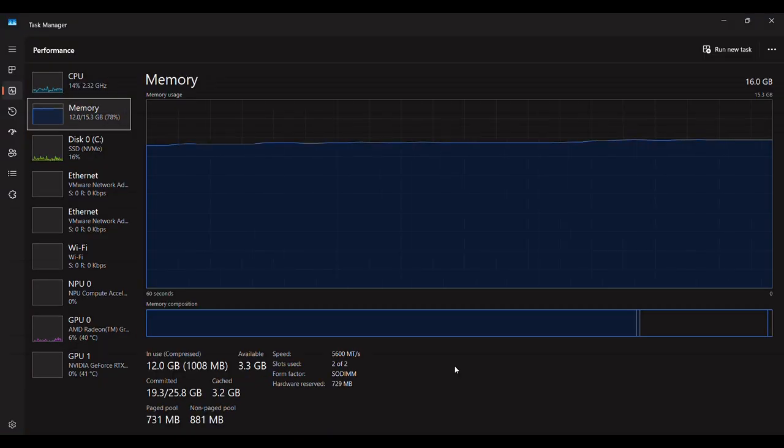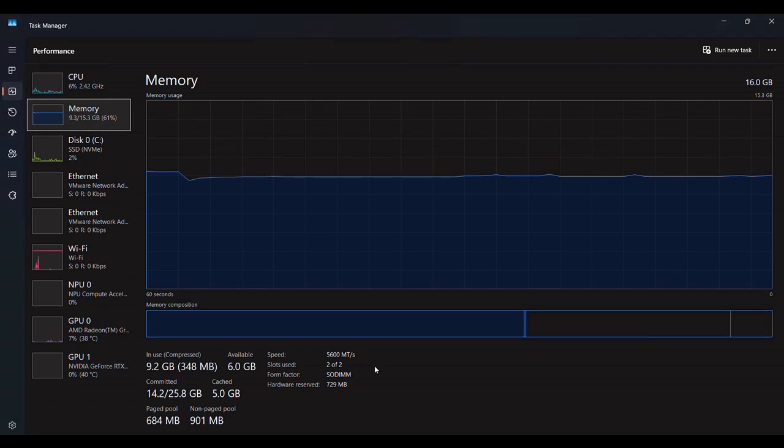Now we are monitoring system memory utilization. Memory, also known as RAM, stores actively used applications and data for fast access by the processor. Efficient memory management is extremely important for overall system responsiveness and multitasking performance.